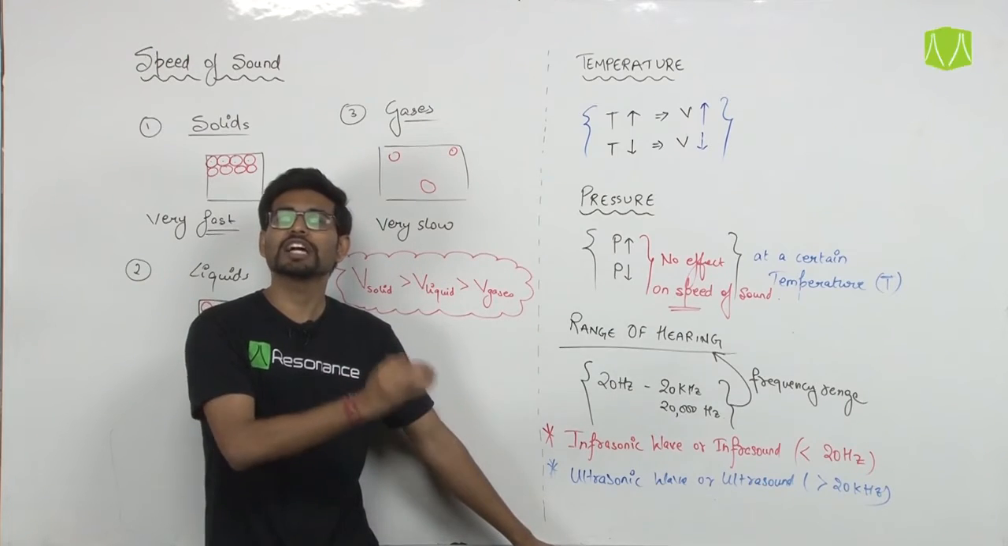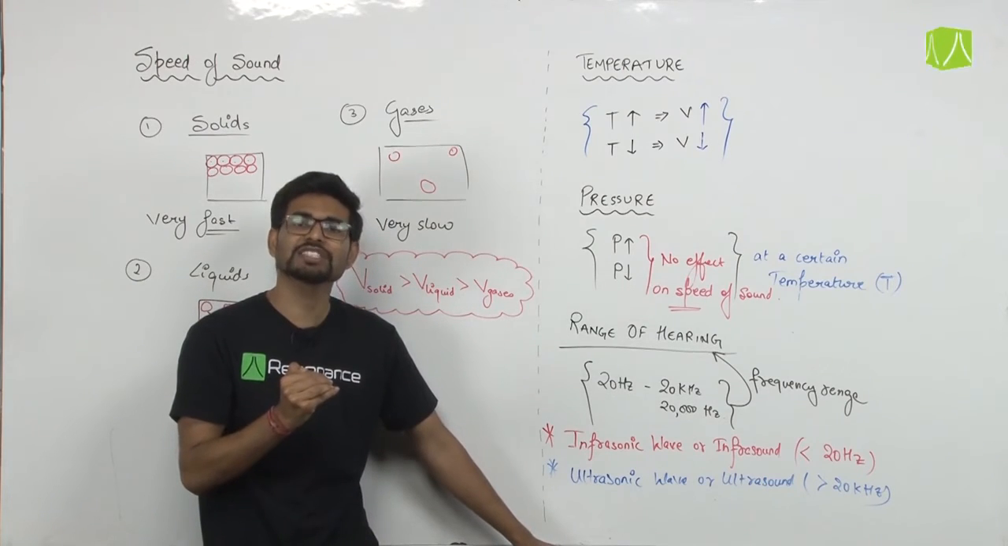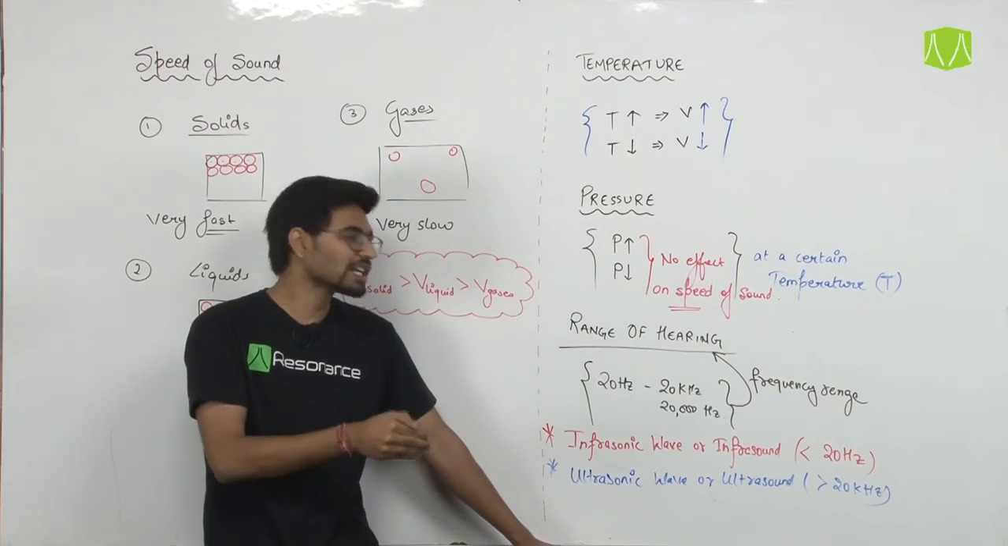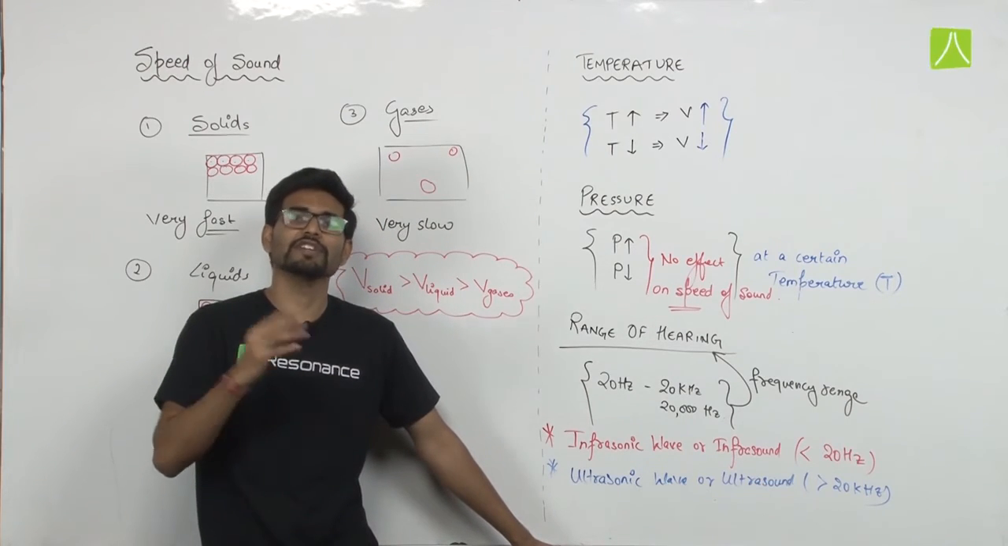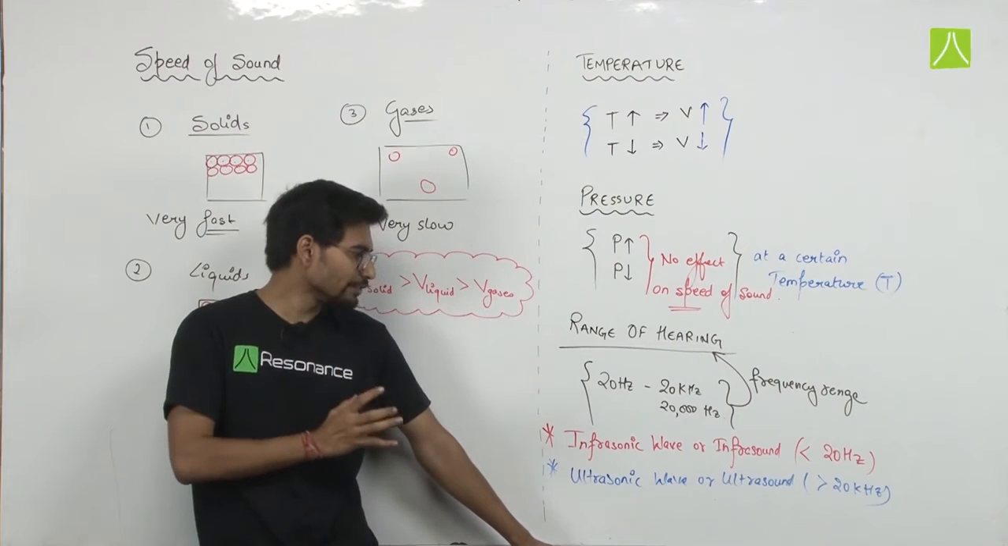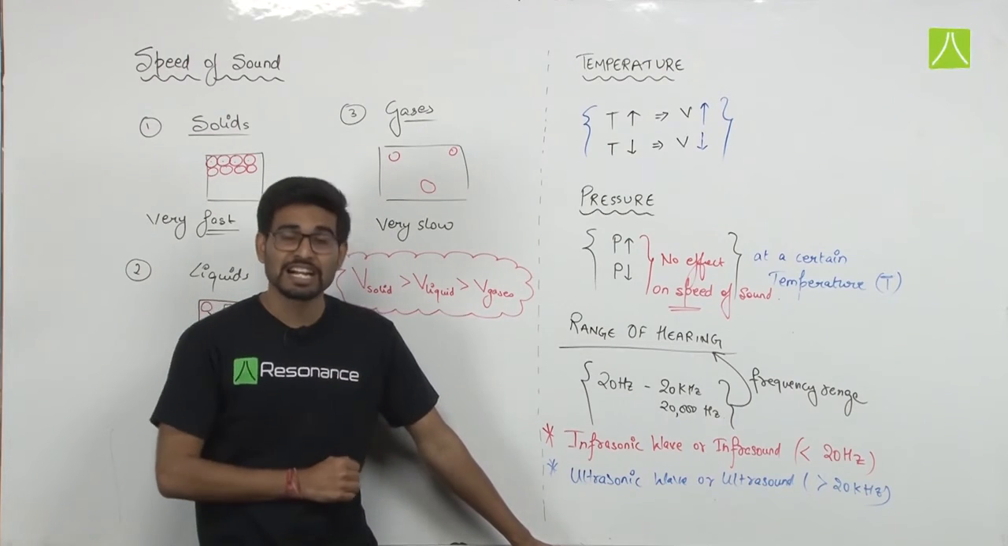इंफ्रासोनिक या इंफ्रासाउंड क्या है? जो 20 हर्ट्ज से कम रेंज की फ्रीक्वेंसी साउंड वेव्स है. और अल्ट्रासोनिक या अल्ट्रासाउंड क्या है? जो 20 किलो हर्ट्ज फ्रीक्वेंसी से ज्यादा की साउंड रेंज है या वेव रेंज है. दैट इज नोन एज इंफ्रासोनिक, अल्ट्रासोनिक एंड अल्ट्रासाउंड.